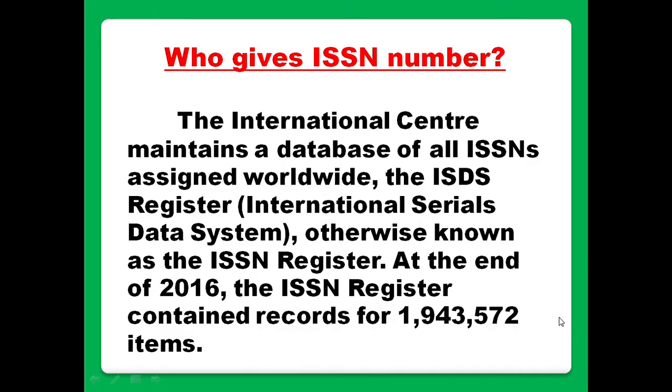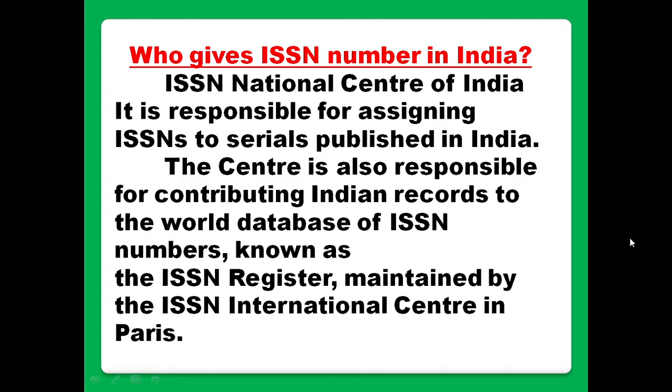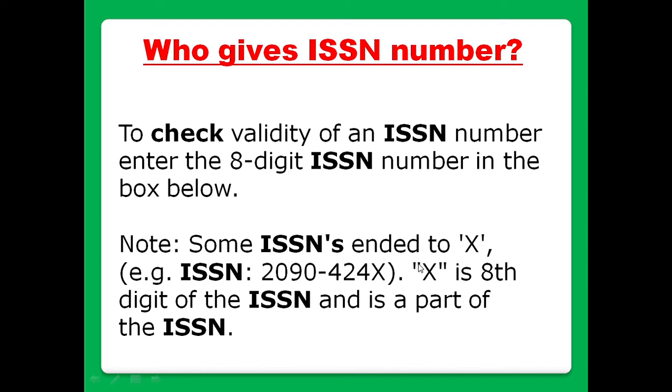Actually, this is the end of 2016 only. It has contained this type of 1194353 items. What do these items mean? The numbers are recorded in this format. And this is given by the series of published, and in India it is recorded in the same ISSN register database, and they are maintaining it in the international center in Paris. They have a center in Paris.